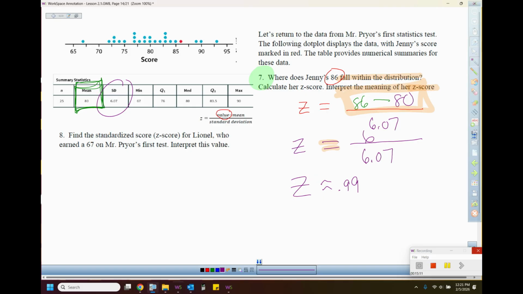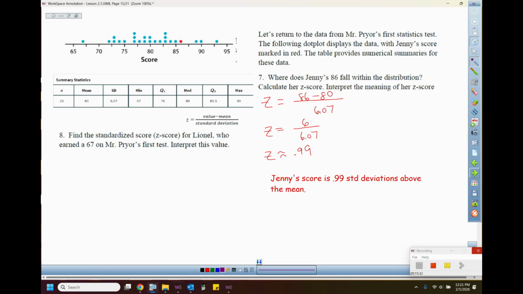Is 0.99 like basically the number 1? Are you with me? How do you feel that Jenny is almost 1 standard deviation away? Isn't it like 6 and 6.07 almost the same number? Like she was basically 1 standard deviation above the mean. It is a positive value because she did better than the average. So Jenny's score is 0.99 standard deviations above the mean is what that means. And that's pretty weird at first, but we'll get better and better at understanding it after doing more examples.